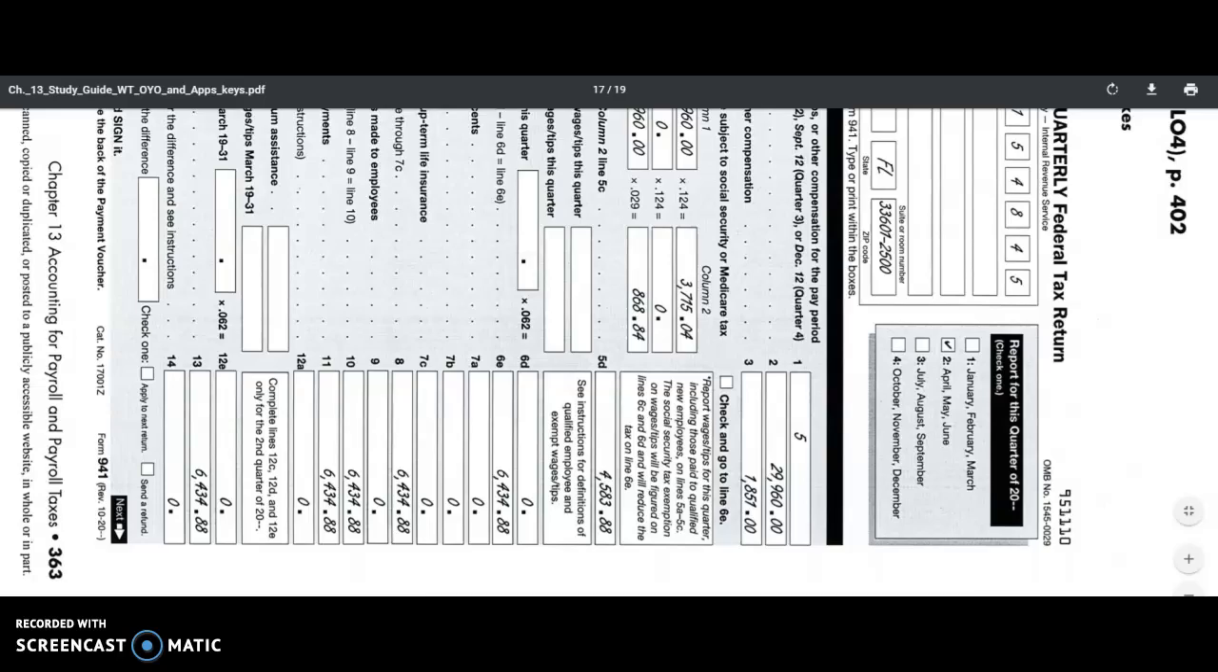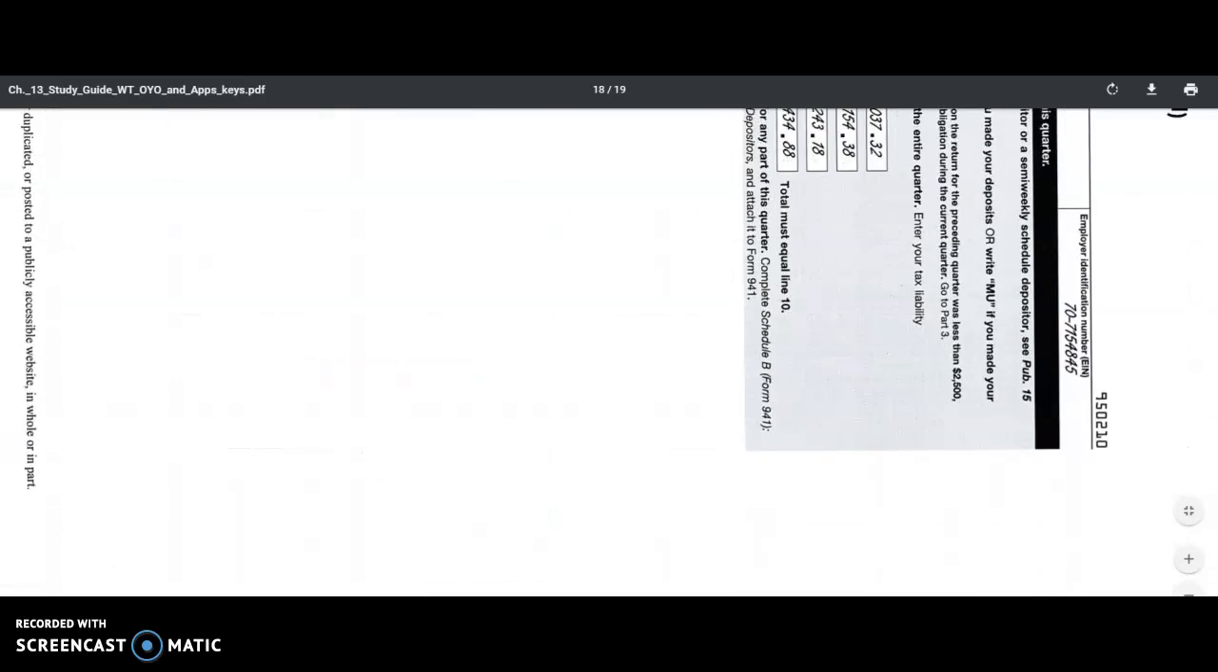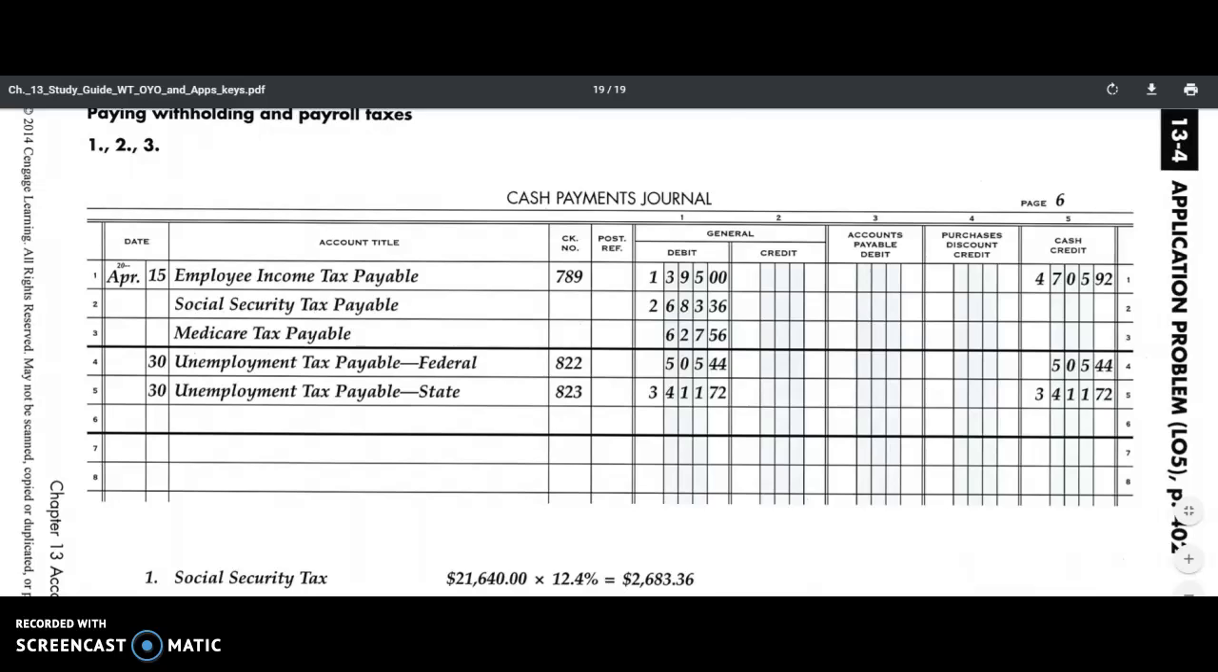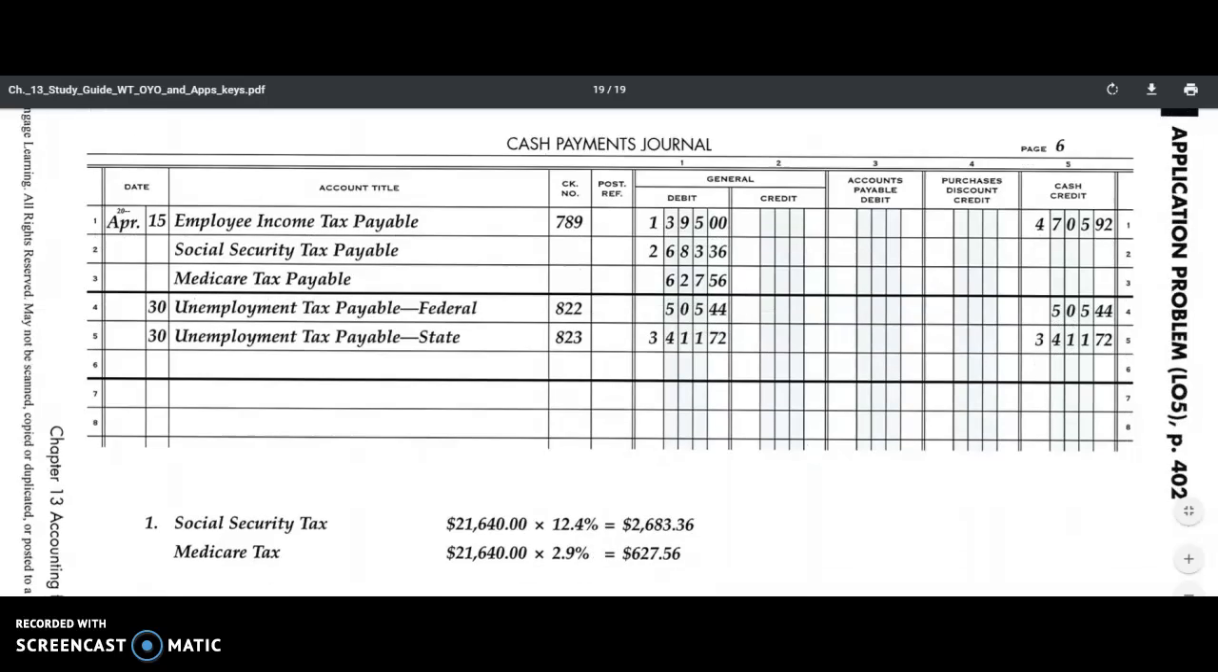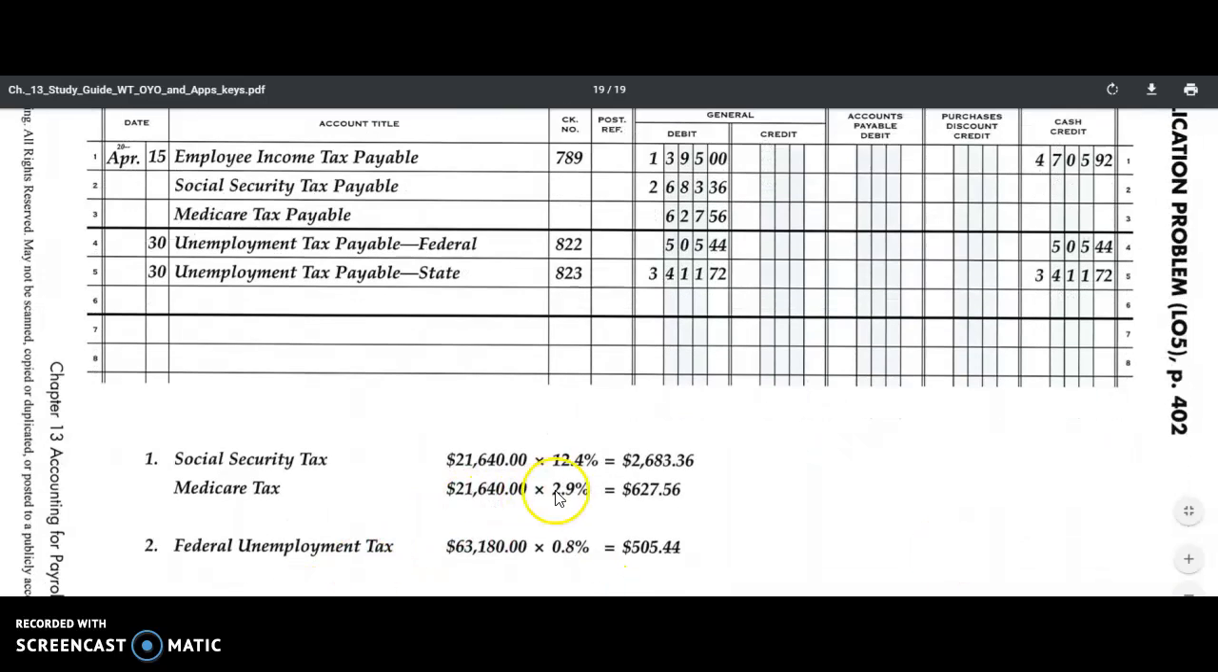Then we're going to skip app 3. We're not going to worry about the tax forms, and we're going to come to app 4. For app 4, you are journalizing the same as we did in the Working Together 4. You'll be journalizing the employee income tax payable, in which you will take the Social Security amounts times 2. In the little calculations they show Social Security as being 12.4, which is doubling the 6.2, and Medicare being 2.9, excuse me, which is doubling the 1.45.